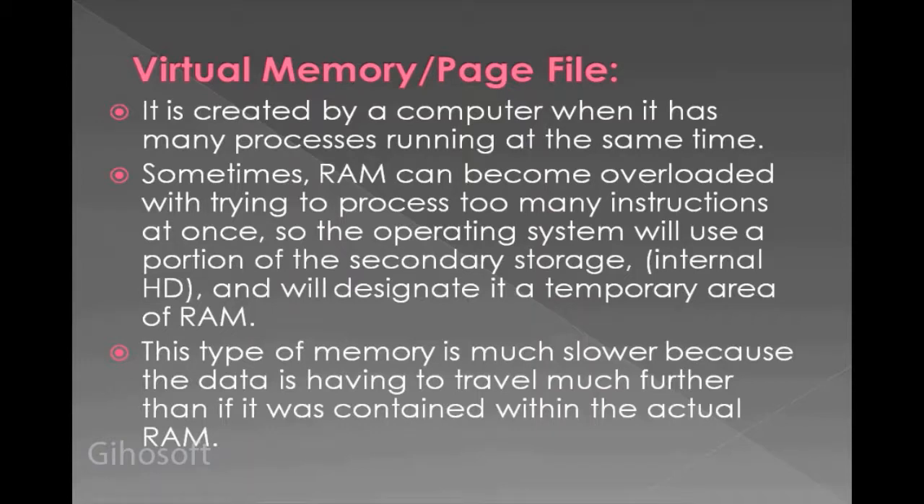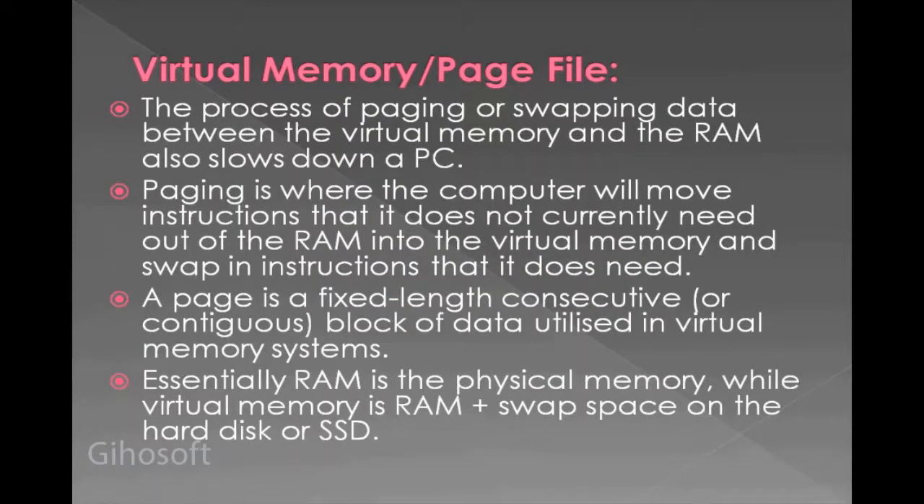Usually the operating system allocates about 10 GB or 5 GB from each drive on your hard disk as virtual memory. The process of paging or swapping data between the virtual memory and the RAM slows down a PC. Obviously, if you have to constantly send the data from the virtual memory or the page file on the hard drive to the RAM, and then from the RAM to the page file, it takes a lot of read-write operations and it slows down your hard drive or your normal PC working.